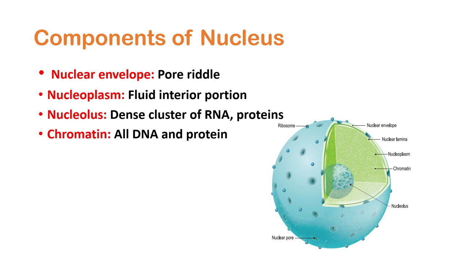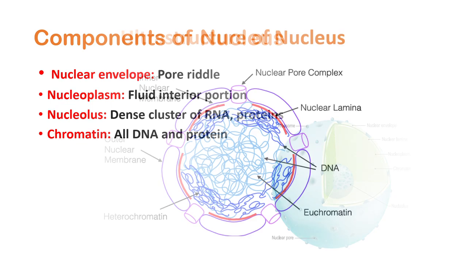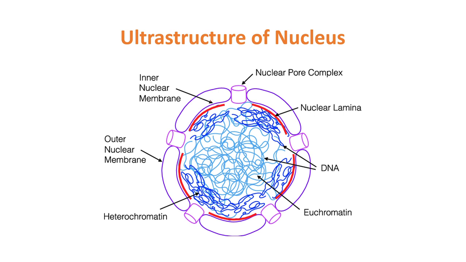So the components of nucleus are nuclear envelope, then nucleoplasm, nucleolus and chromatin. Nuclear envelope, it is porous in nature and it is a bilayer. It contains two layers present in it. Then nucleoplasm, it is the fluid portion same as the cytoplasm present inside the nucleus. Nucleolus is present in the center of the nucleus and it is made up of clusters of DNA, RNA and protein, whereas the chromatin are present outside the nucleolus and they contain DNA and protein. So this is the ultrastructure of nucleus.